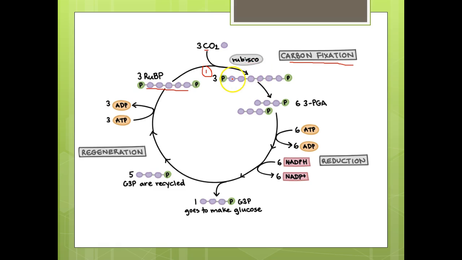But what's the problem with the 6-carbon molecules? They're too large for this middle bond, and so it instantly breaks in half. When you break this 6-carbon molecule in half, you're going to eventually have twice as many halves as you had fulls. And so if we have 3 full 6-carbon molecules, now we're going to have 6 3-carbon molecules. These are called 3-PGA. Then we're going to bring in 6 ATPs and 6 NADPHs.